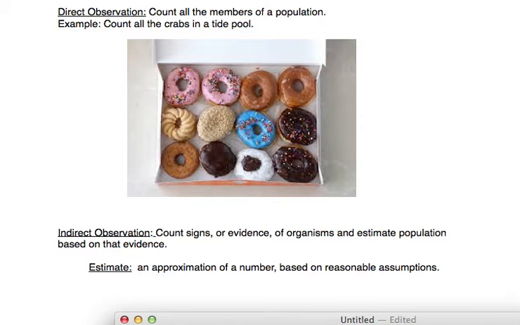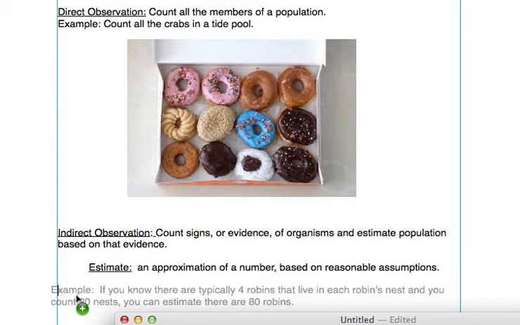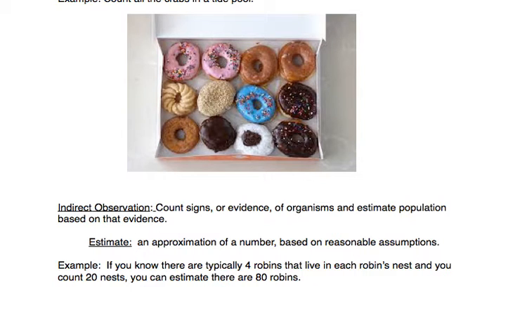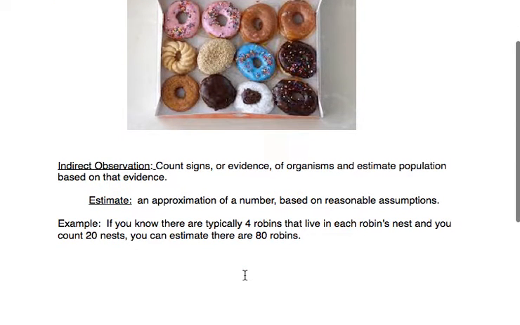So, for example, if you know there are typically 4 robins that live in each robin's nest and you count 20 nests, you could reasonably estimate there are probably about 80 robins living in a given area.